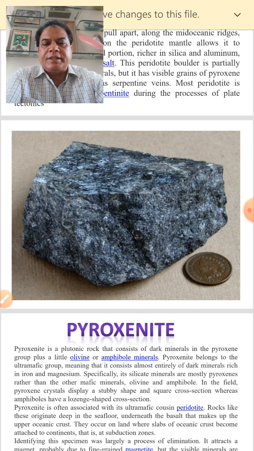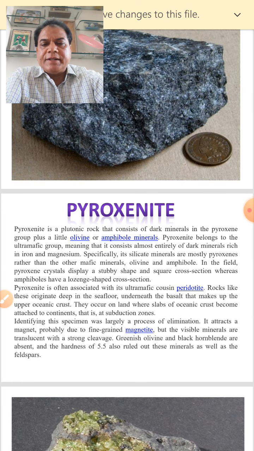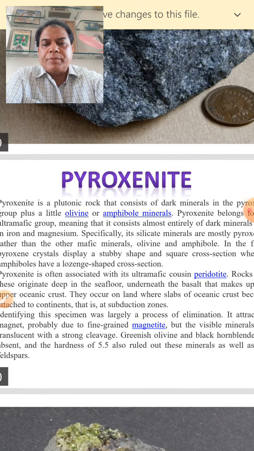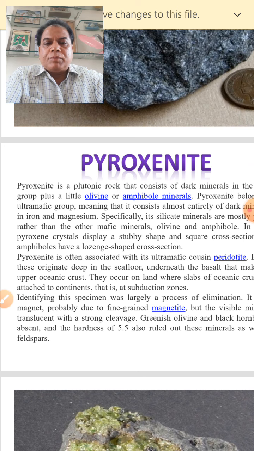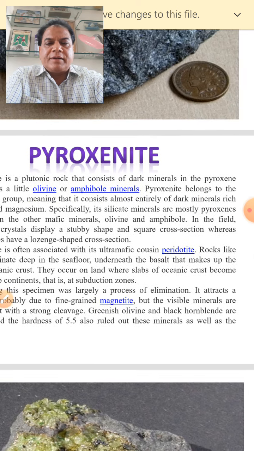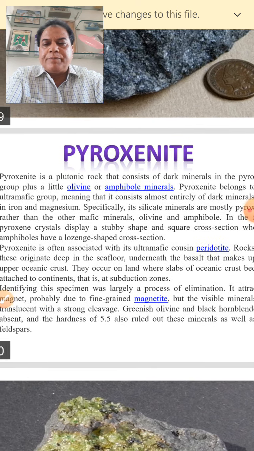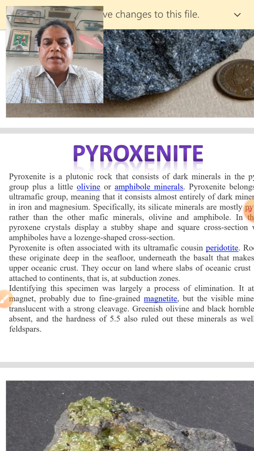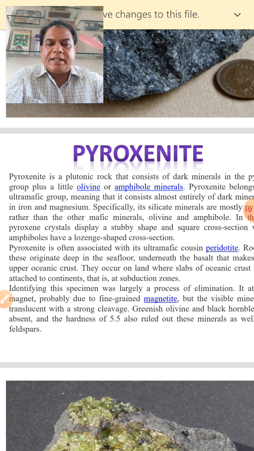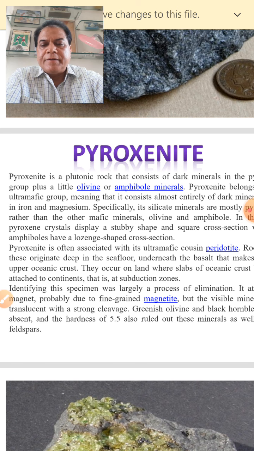Then this is pyroxenite. As the term pyroxenite means, this rock has more than 90% pyroxene minerals. It's very clear, and you can see that it is totally a dark colored rock, right? And it has your pyroxene minerals. It is a plutonic rock that consists of dark minerals, what we see in the pyroxene group, plus a little, maybe olivine or amphiboles also, right? So this is in the category of the ultramafic rocks.